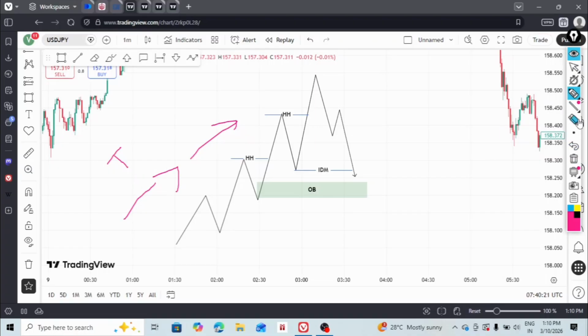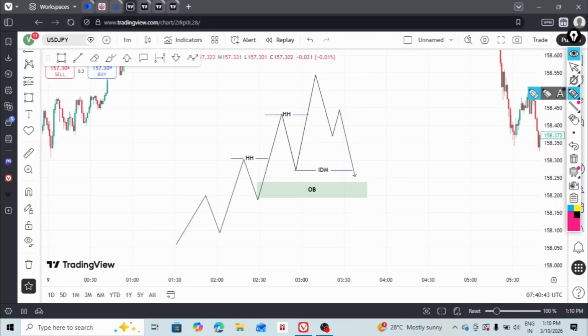It's technically in an uptrend, but if the market comes and mitigates this order block or inducement, and then if we get any confirmation from this level, we can expect the market to go up, and then we can trade till our target. So this is technically okay.